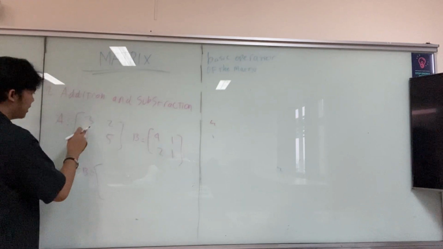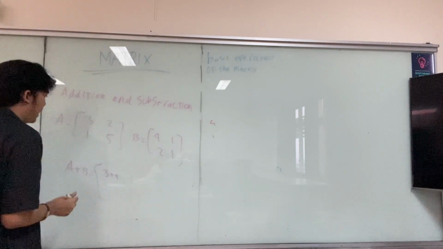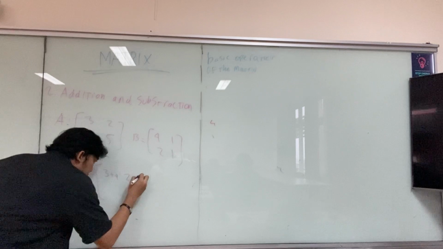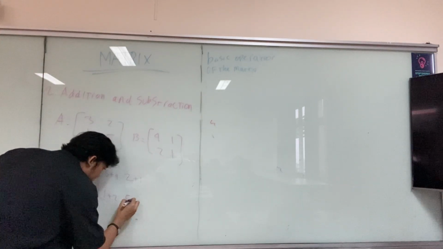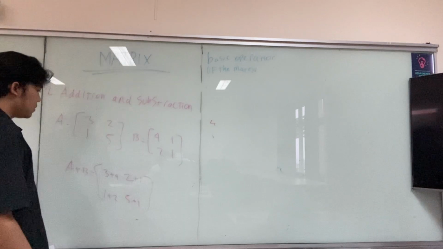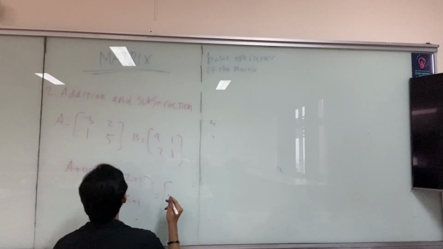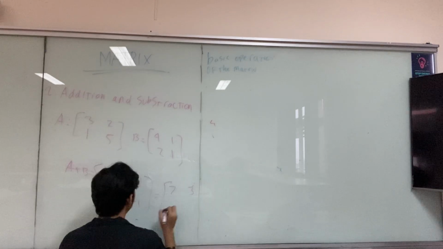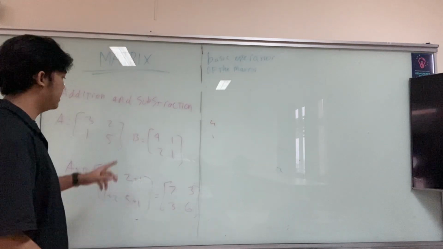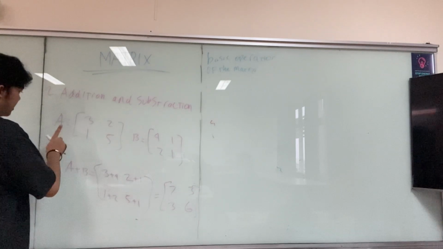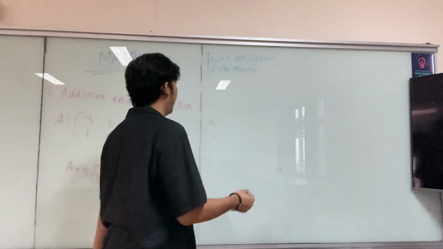As you can see here, we just add 3 with 4. 3 plus 4, and then 2 plus 1, and then 1 plus 2, and then 5 plus 1. So the final matrix is 7, and then 3, and then 3, and then 6. Same goes for the subtraction. All you have to do is just subtract matrix B from matrix A. And then next, let's move on to the multiplication.